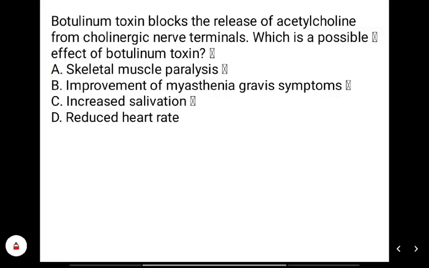Now first one, botulinum toxin blocks the release of acetylcholine. We have studied in our previous chapter from the cholinergic nerve terminus, which is a possible effect of botulinum toxin. What is the effect if it blocks the release of acetylcholine? Now see, acetylcholine is released by cholinergic neurons.